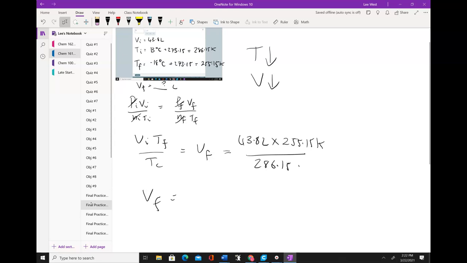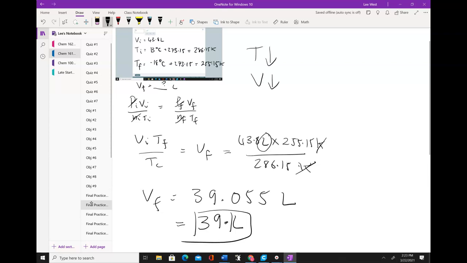So 43.8 liters times 255.15 Kelvin divided by 286.15 Kelvin. And what do we get? 39.055 liters, because the Kelvins cancel out and leave behind the liters. Now we're going to want to give this to 3 significant figures, so that's just going to end up being 39.1 liters. And there we go, 39.1 liters.